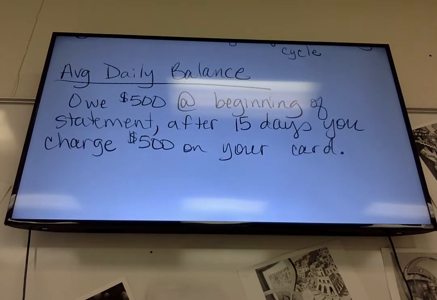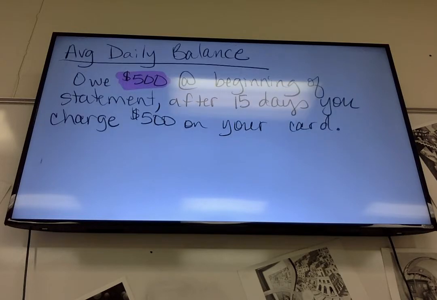So for the first 15 days, we owed $500. So to find the average daily balance, we take 15 times $500. Because for each day, it was $500. Then, after 15 days, how much more did they charge? How much did we charge on our cards after 15 days? 500. So now how much total do we have on our card?